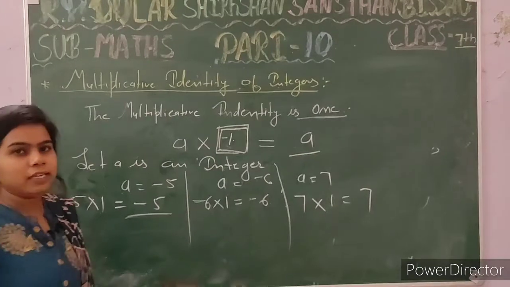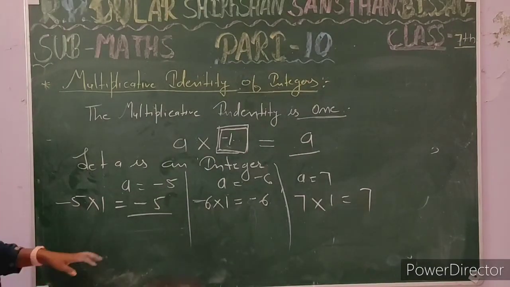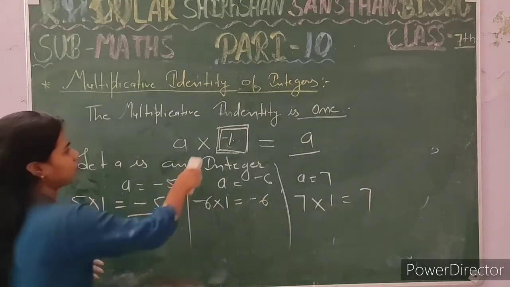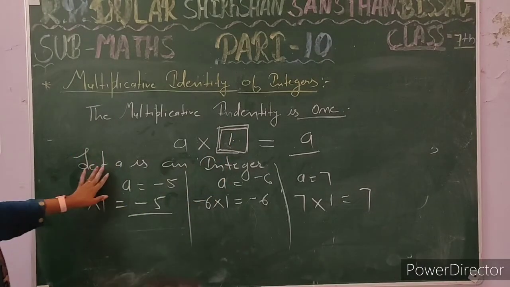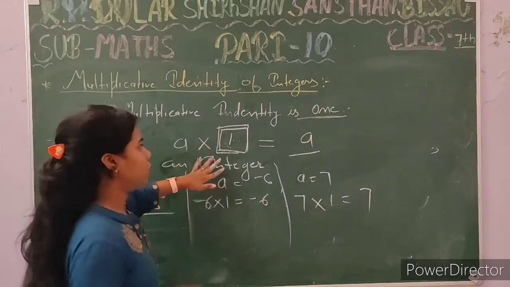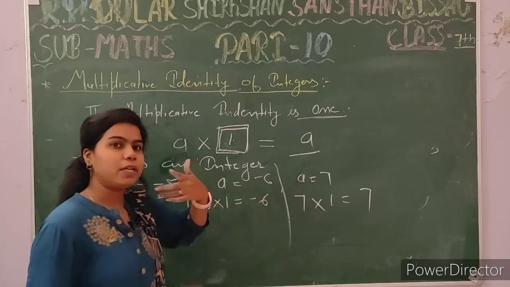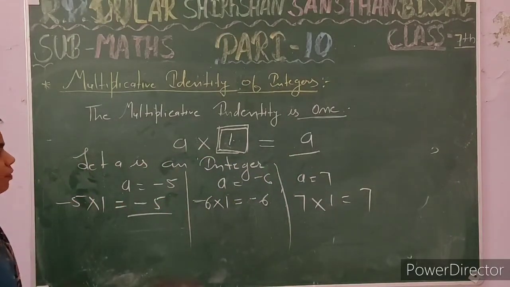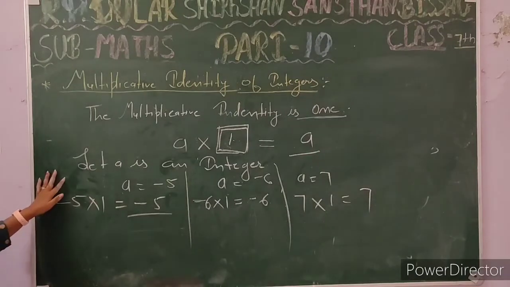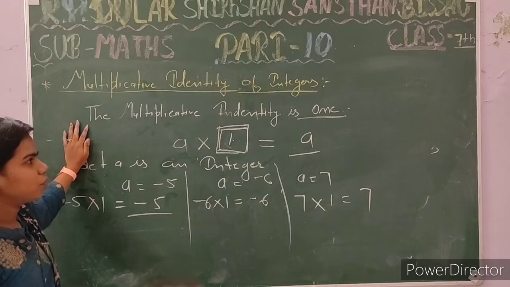So students, the main thing is that the multiplicative identity means if we multiply the given digit by 1, it becomes the given integer. So this is today's topic. Very easy topic. This is the multiplicative identity of integers. You can describe these questions in a very simple way.